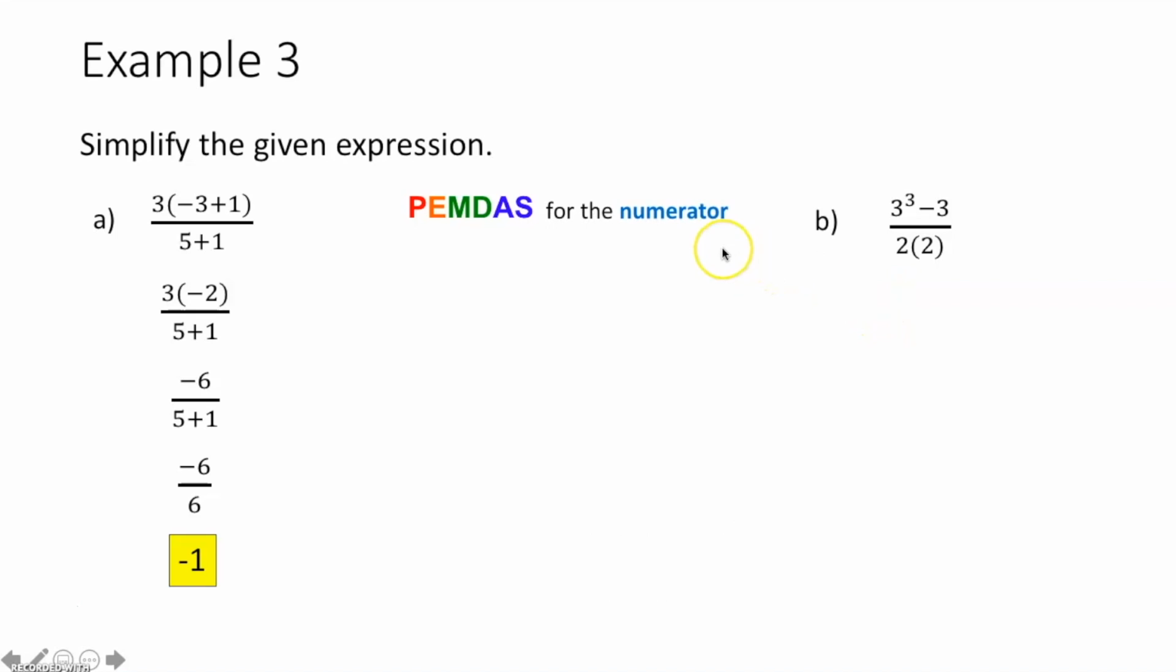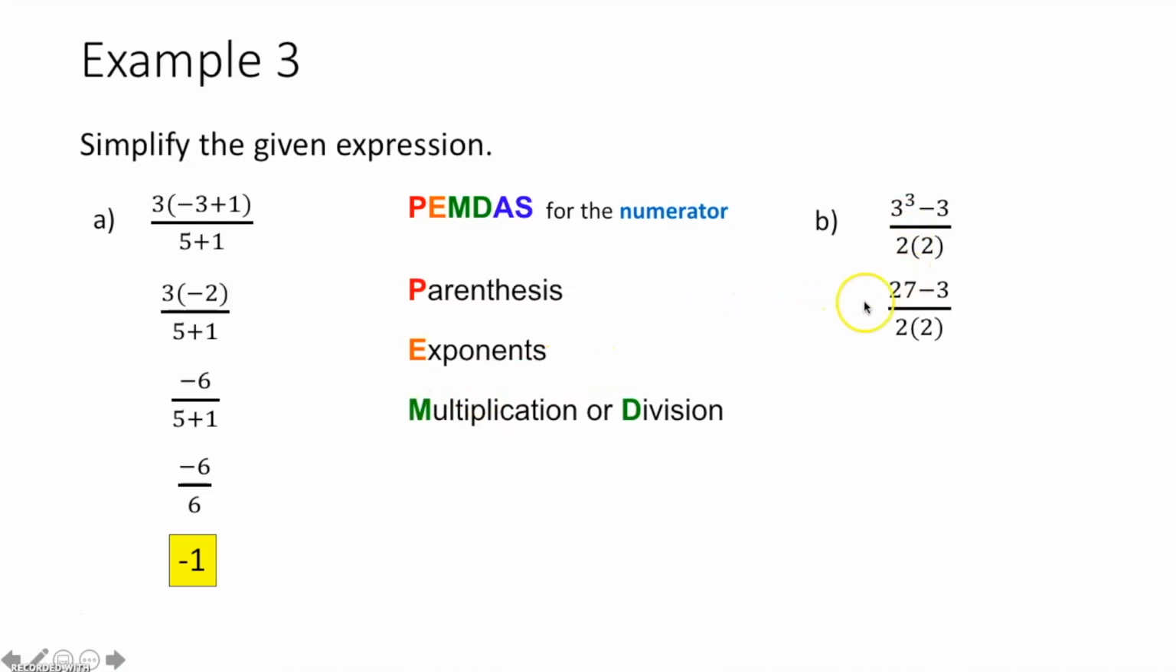Let's start over for part B. Again, we start with our numerator. PEMDAS for our numerator. Are there any parentheses in our numerator? No. Exponents? Yes. 3 to the third power is going to give you 27. Is there any multiplication or division? No. Addition or subtraction? Yes, there's subtraction. So we go 27 minus 3, we get 24.